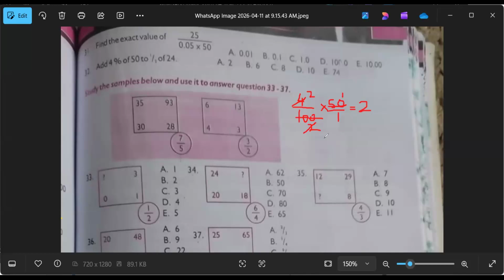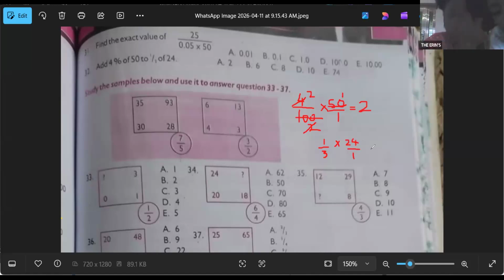All right. Now, 1/3 of 24. Maybe that's the one you thought was 8. 1/3 of 24 is what? 8. Thank you. So 1/3 of 24 is 8, because that's as good as 24 divided by 3. And that's how you get 8.